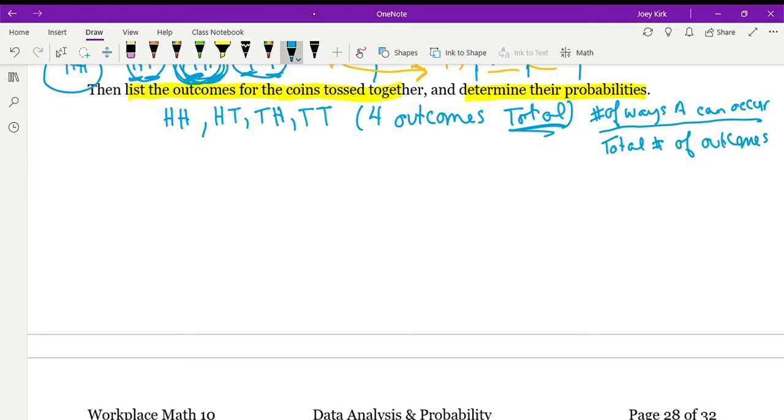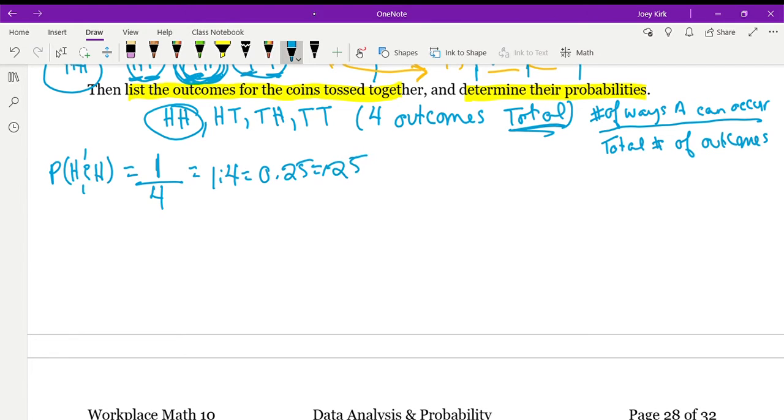So let's look. The probability that you get a heads and then a heads. Let's start with that. Okay, that's our first one. If we're looking at the probability of you getting a heads and then another heads in a row, you're going to do the same thing. So how many ways can heads and heads occur? Well, heads and heads only happens once. So once. How many total outcomes do we have? We have 4. So that's pretty straightforward, right? And if we wanted a ratio, it would be 1 to 4. If we wanted a decimal, it would be 0.25. And if we wanted a percentage, it would be 25%.